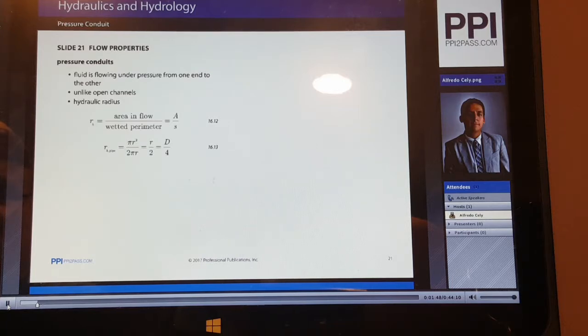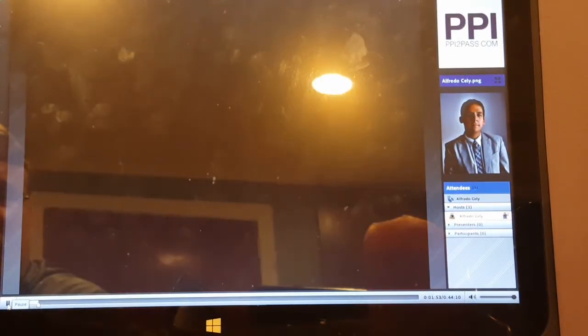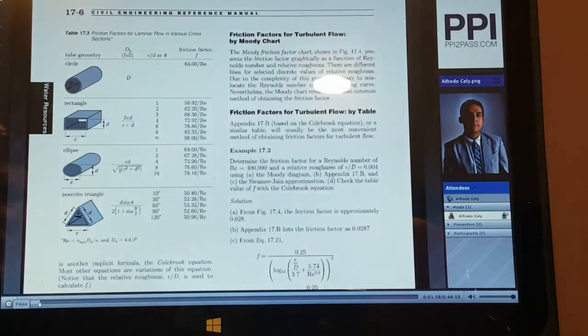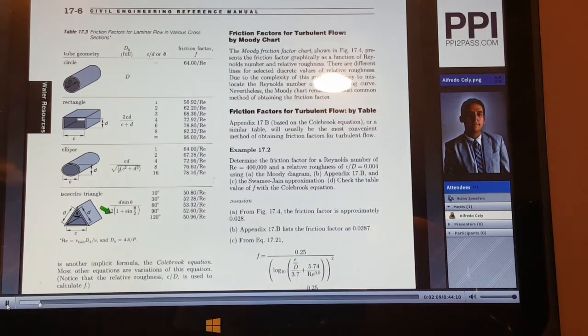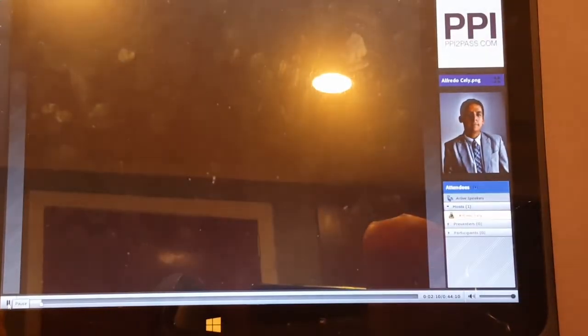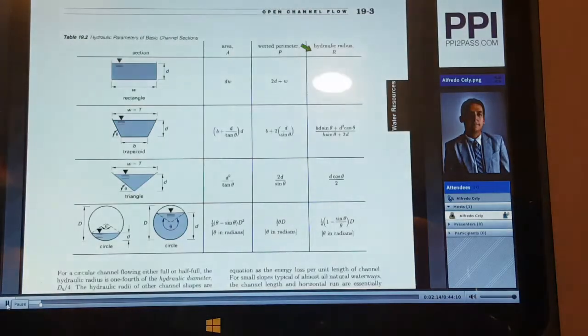The hydraulic radius can be calculated from equation 16.12 of SERM. Here we see table 17.3 of SERM, which shows that you can calculate the hydraulic diameter for different channels, as you see on this. Here we see table 19.2 of SERM, which shows how we can calculate the hydraulic radius for different channel geometries.